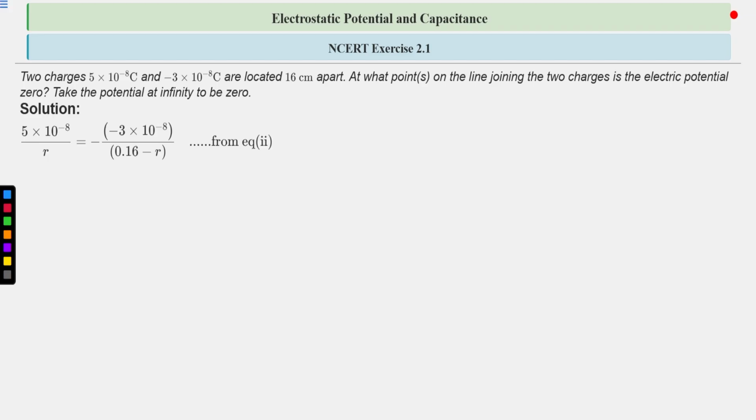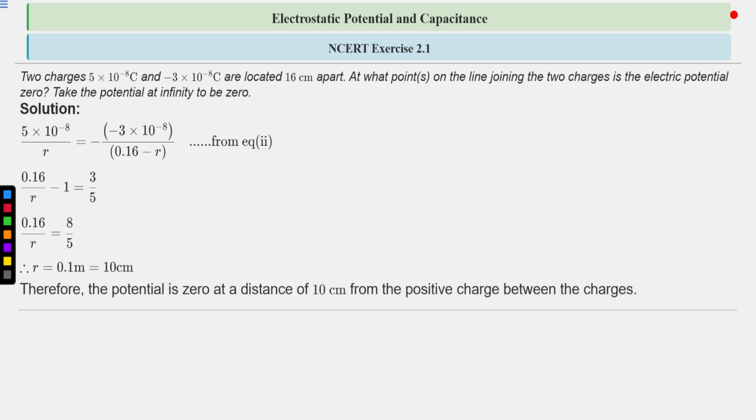After putting the values of Q1, Q2 and D, and after solving, 0.16 by R minus 1 equals 3 by 5, and after solving it we get R equal to 0.1 meter, which is equal to 10 centimeter. So R, the distance of point P from the Q1 charge, is 10 centimeter.